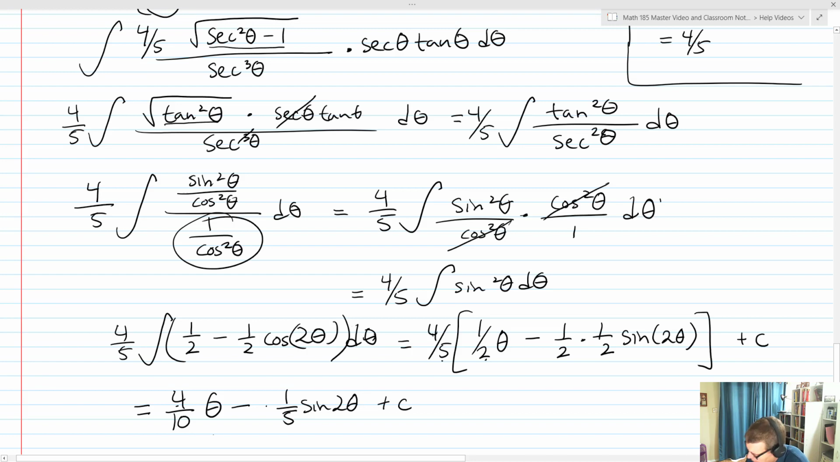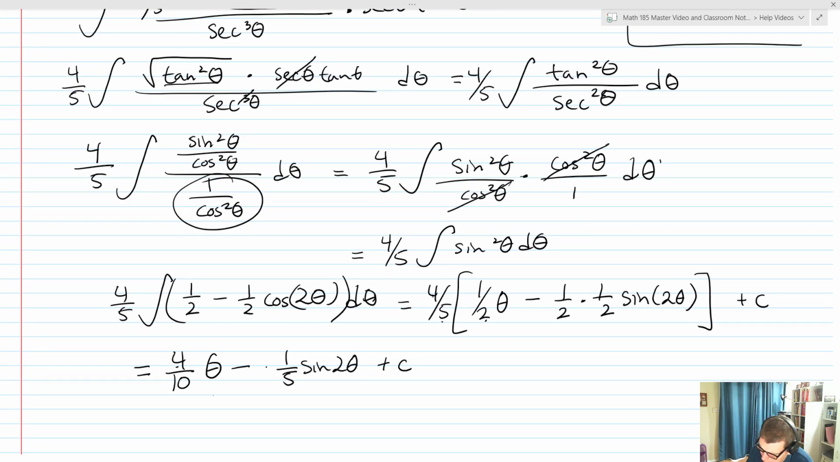We'll get to c in a minute. This 4/10, let's just change that to 2/5. So 2/5 theta minus 1/5 sine 2 theta.